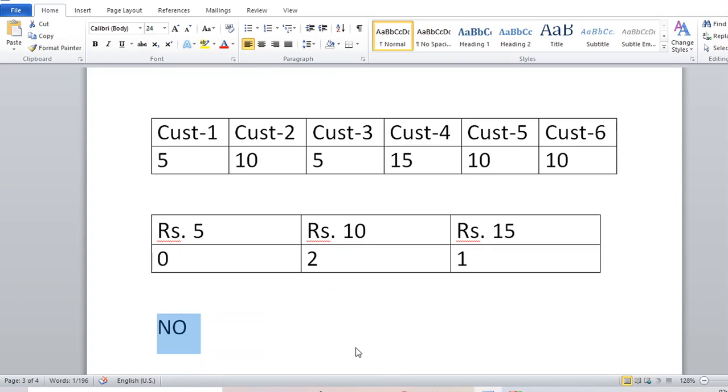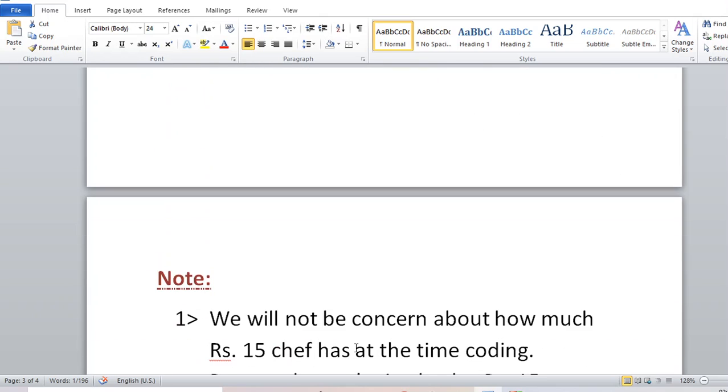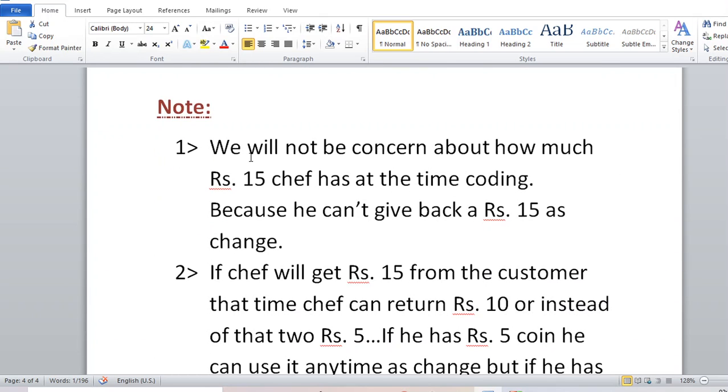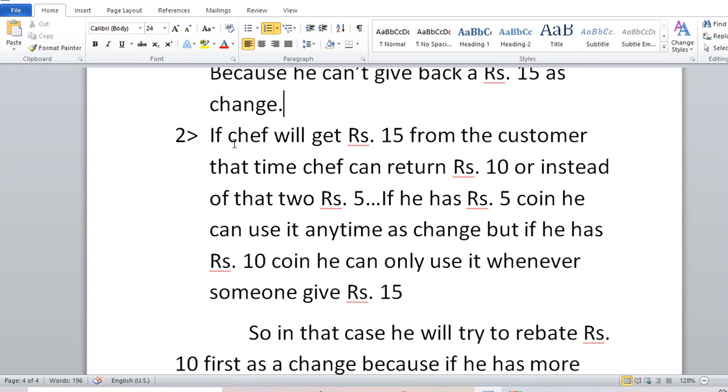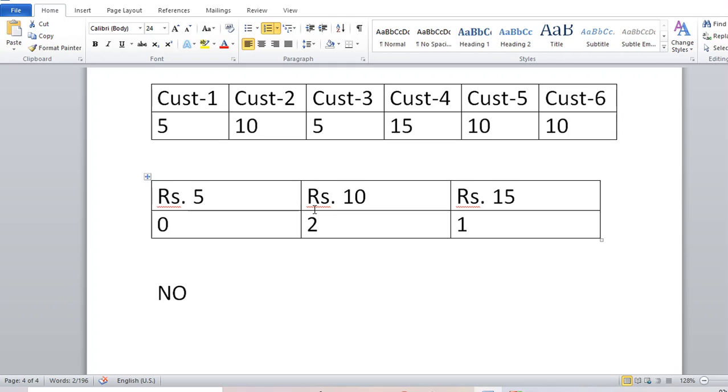Before going to the coding part, I have to say two important points. We will not be concerned about how many rupees 15 coins Chef has, because he cannot give back a rupees 15 coin as change. We see that in these examples. And point 2 is, if Chef gets a 15 rupees coin from a customer, at that time he can return at least one 10 rupees coin or two 5 rupees coins. You already saw that in the examples.